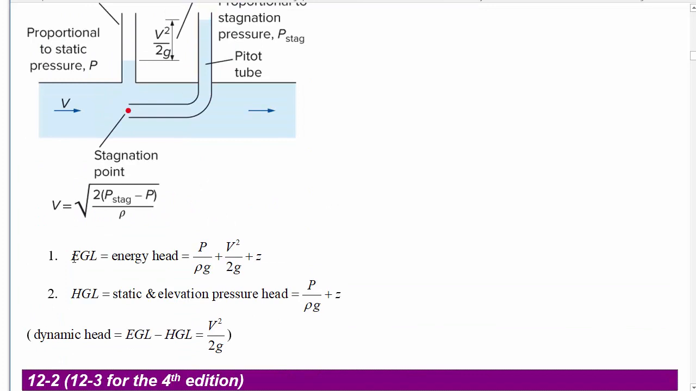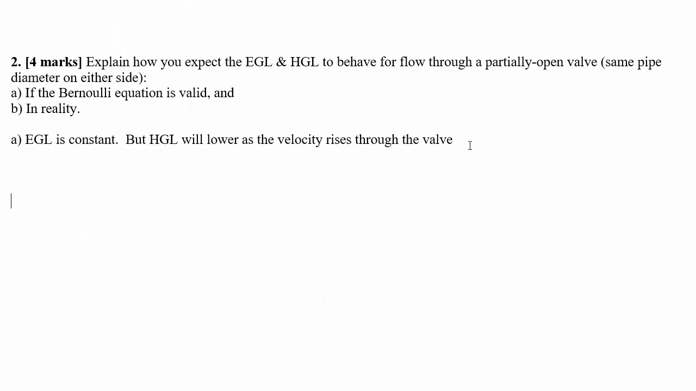Yeah. Okay, so energy grade line, EGL, was the energy head. So it's just the Bernoulli equation expressed in terms of head, the entire thing. And the HGL is this without the dynamic part, so the static and elevation pressure head. So if this is a constant and the velocity goes up, then this part must be going down, but rise back up again to its initial value after the valve.